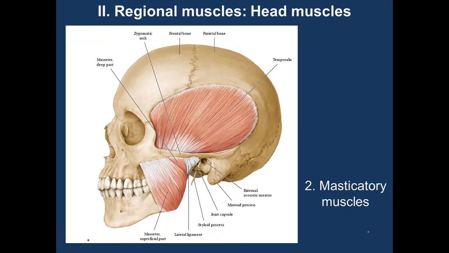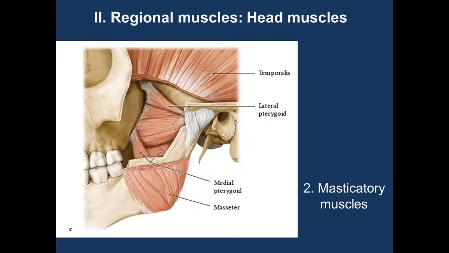And the second group of the head muscles is called masticatory muscles. The masticatory muscles originate and insert to the mandible, and they move the mandible and help us to produce energy for chewing. There are two external masticatory muscles. We call them masseter and temporalis muscles. And deep in the head, we could find two pterygoid muscles, lateral and medial pterygoid. All four of these muscles are masticatory.